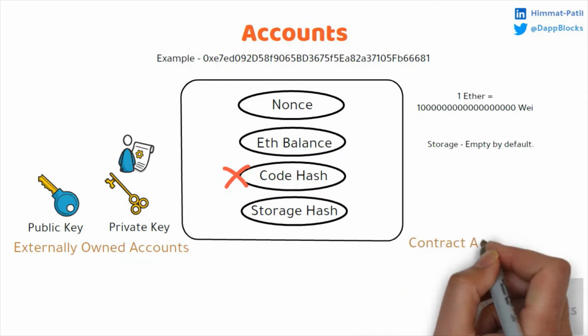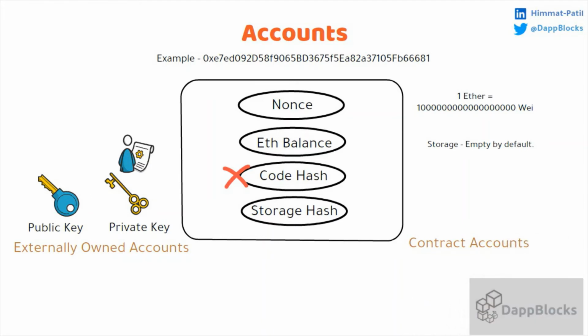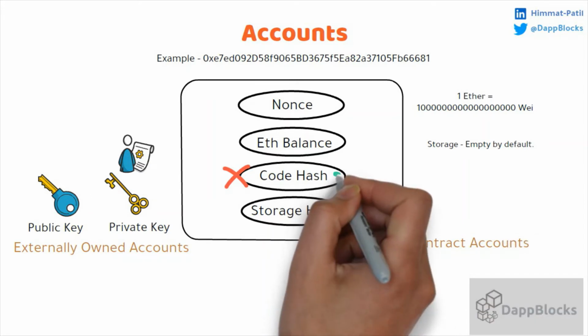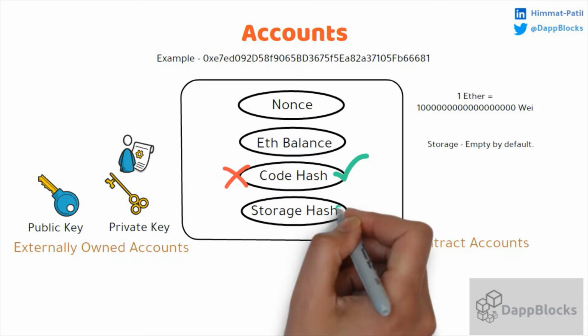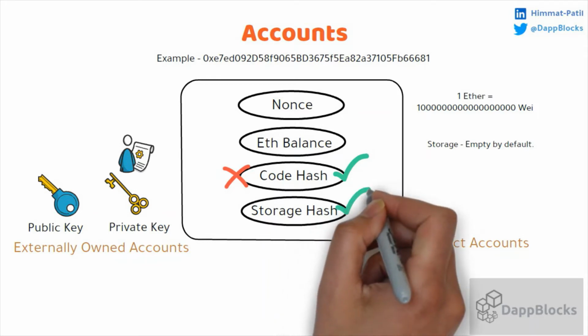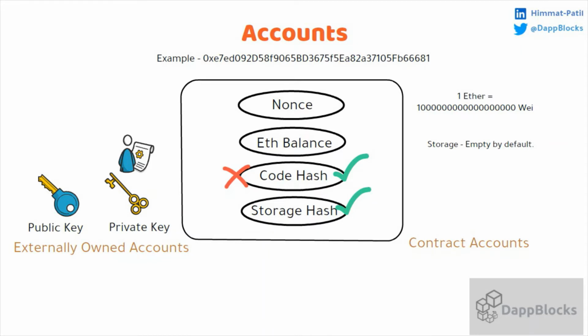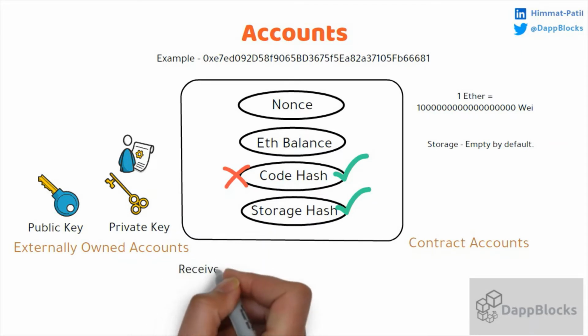Contract account. Contract account is controlled by its EVM code or contract code. It has a code hash or contract code and the storage hash. Contract code execution is triggered by transactions or message calls from other contracts.